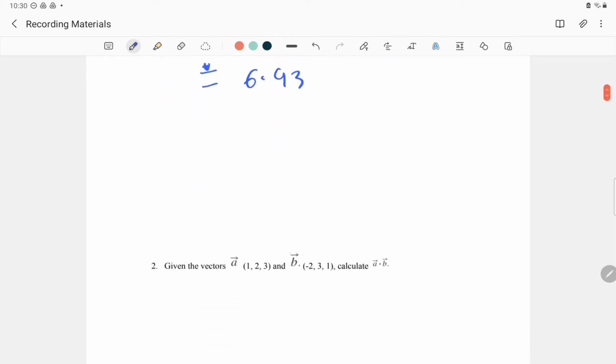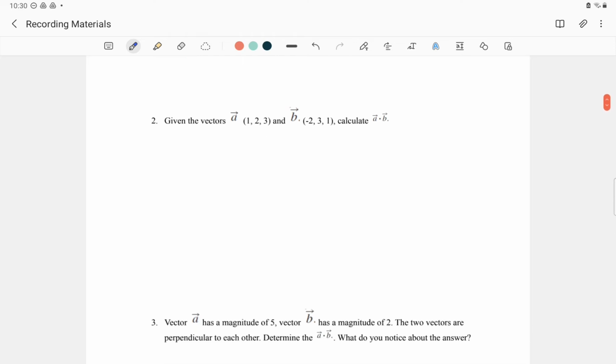So let's move on to the second example. There is actually another way to find the dot product between two vectors, but this is only valid when the coordinates are directly given. So take this question for example. Vector A has the coordinates of 1, 2, and 3, and vector B has the coordinates of -2, 3, and 1.